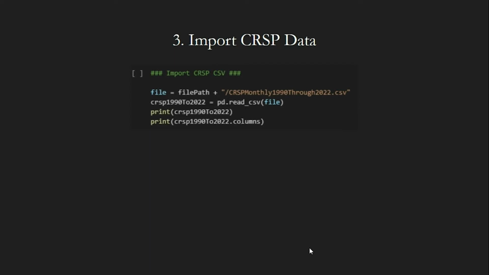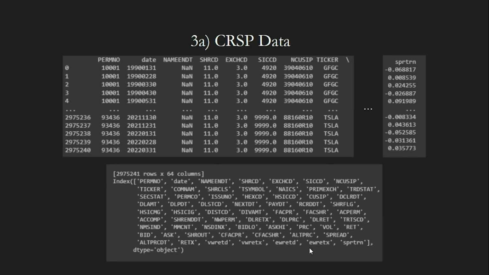Next, we import the CRSP data from Google Drive. With the first two lines of code, we read the file into a data frame variable named CRSP 1990 to 2022. And the next two lines print out the data frame and its column names respectively. And we get something like the following from the output of the code. So this is basically what it produces.